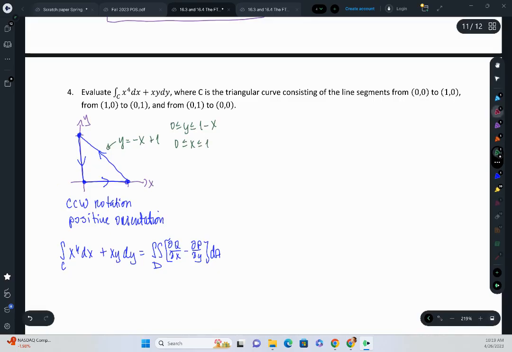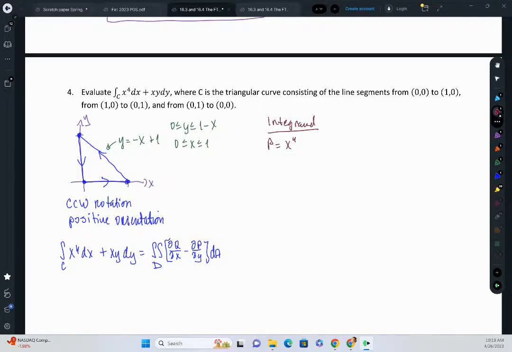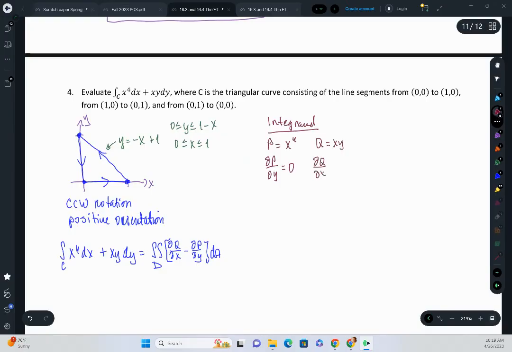We need to calculate ∂Q/∂x minus ∂P/∂y. So for our integrand, from the given integral, we have that P is equal to x to the fourth, because that is the function that is with dx. That's how I know it's P. ∂P/∂y is equal to 0. Q is equal to xy, and ∂Q/∂x is equal to y. So then the difference, ∂Q/∂x minus ∂P/∂y, is just equal to y. So that's our integrand. Let's go ahead and plug everything in.